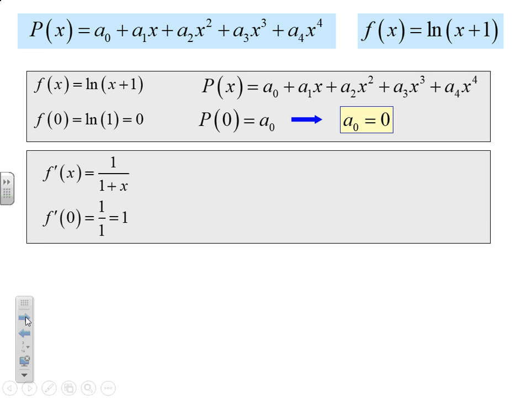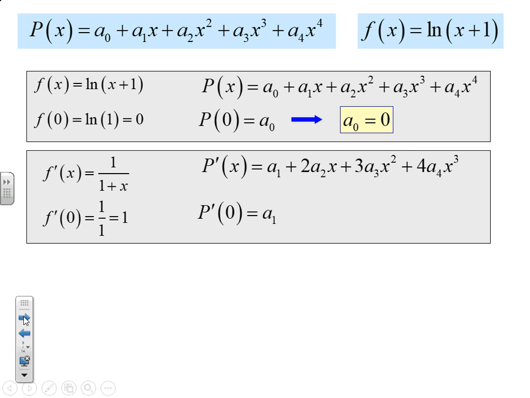It's 1. Okay. Our polynomial, the derivative would be, that goes away, a sub 1 plus 2 coefficient times x plus 3 coefficient x squared plus 4 coefficient x cubed. You agree? All right. We evaluate that at 0, and we're left with that coefficient a sub 1. A sub 1 needs to be 1. Okay?